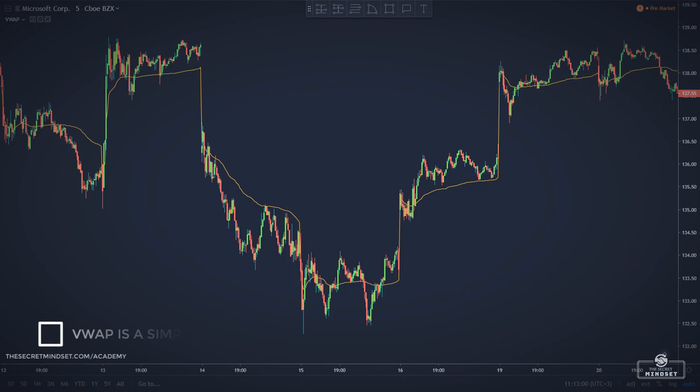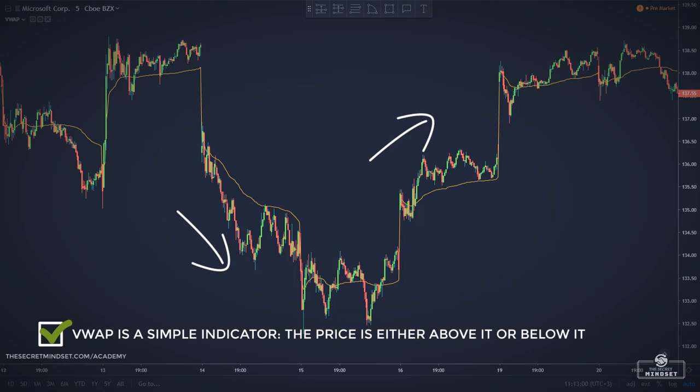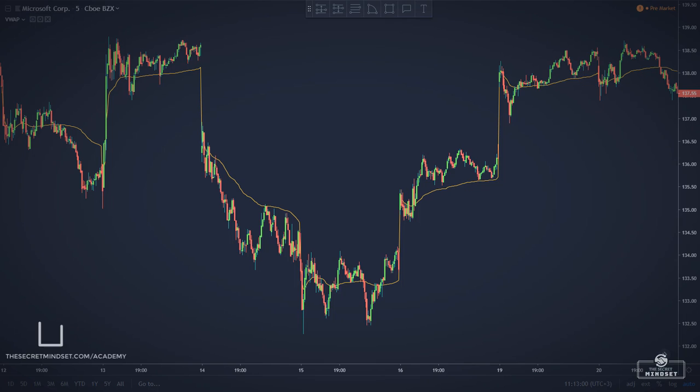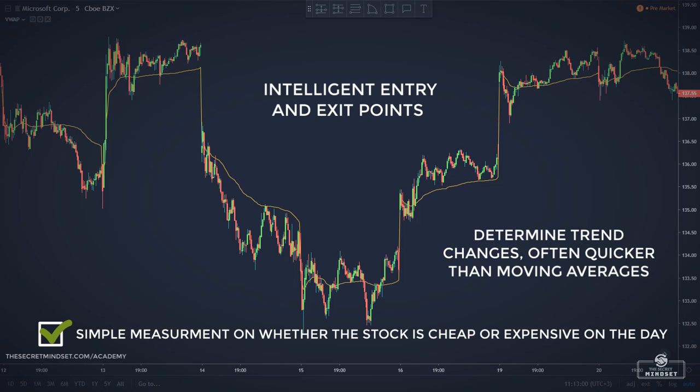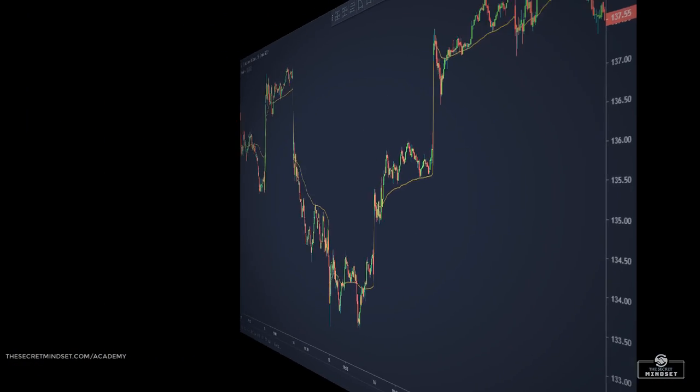Here are a few reasons why so many top day traders love the VWAP. VWAP is a simple indicator. The price is either above it or below it. When it comes to trading, simplicity often rules. Second, it is an easy measurement of whether the stock is cheap or expensive on that day. You can also use it to help pinpoint intelligent entry and exit points for your day trades, and it can help you to determine trend changes, often quicker than moving averages.